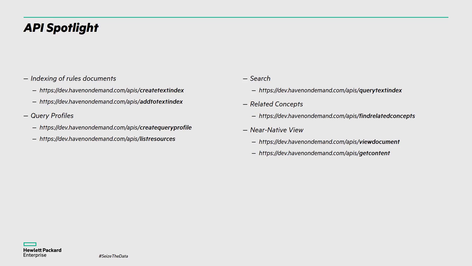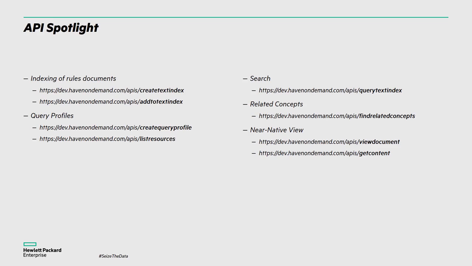You can set up a set of switches for each type of rule in a query profile, and when you're writing your own application against the Haven OnDemand APIs or modifying our open source one, you can change which query profile you're using to control which types of rules are enabled or disabled. And this is done with the Create Query Profile API, and the List Resources API to find out what query profiles exist in the system.